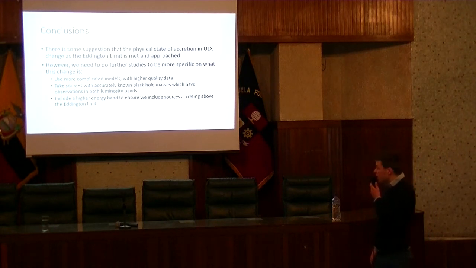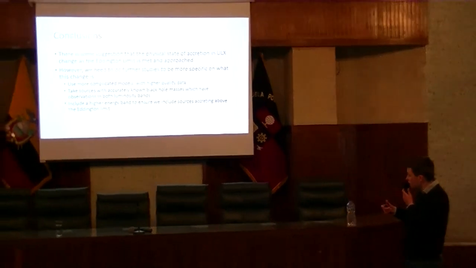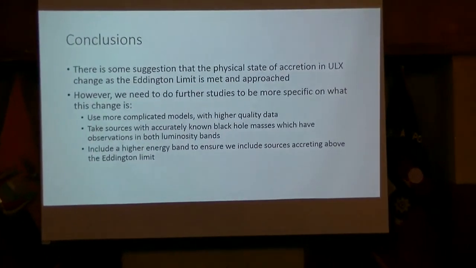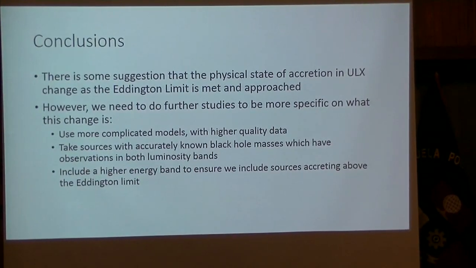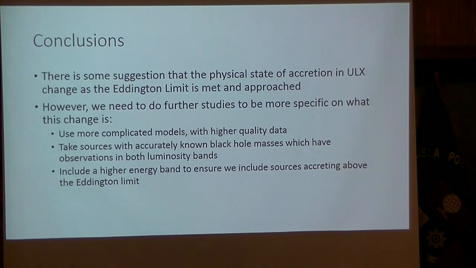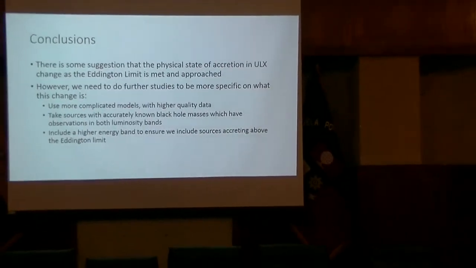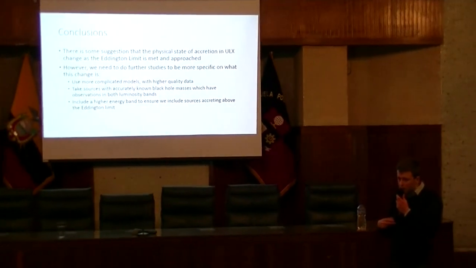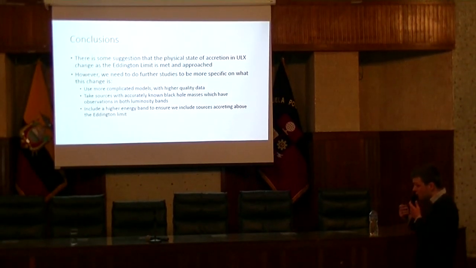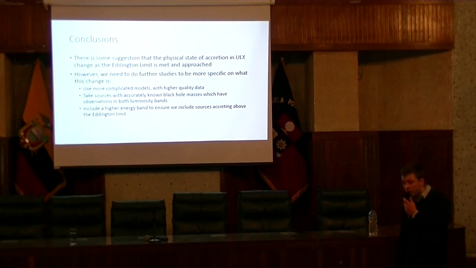And finally, we could include a higher energy band to ensure that we include sources accreting above the Eddington limit. Maybe in the high energy band that we looked at in the project, maybe it was sub-Eddington accretion onto a stellar mass black hole of 20 or 30 or 40 solar masses. However, if we look at a third energy band above the energy bands that we looked at, we could be fairly certain we were definitely including super Eddington accretion.